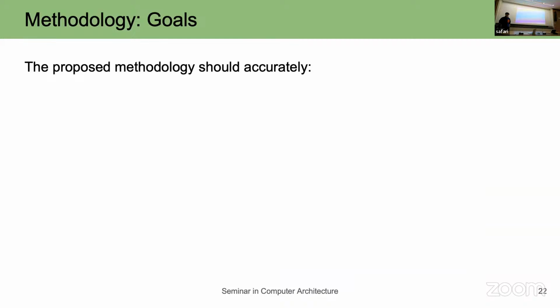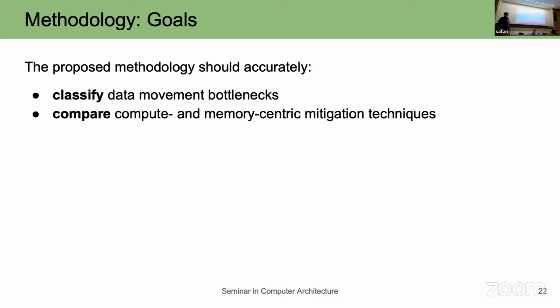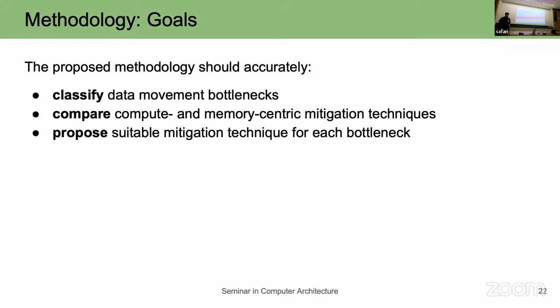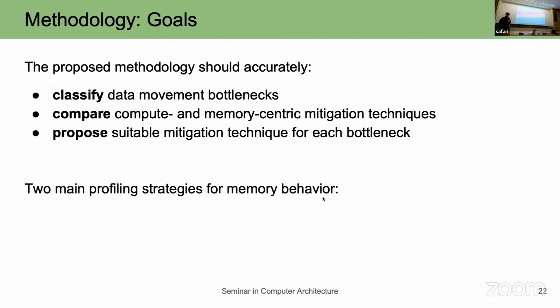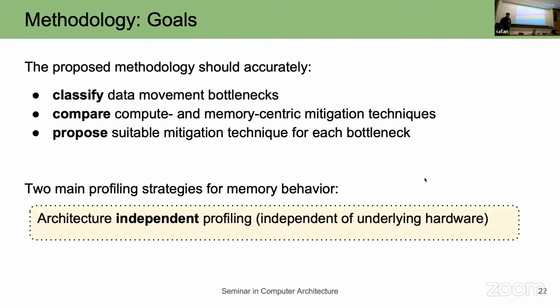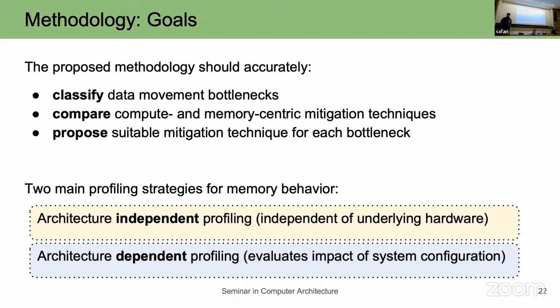What are the goals of the methodology? The proposed methodology should accurately classify the data movement bottlenecks, compare compute and memory-centric mitigation techniques, which I've introduced previously, and propose the suitable mitigation technique for each type of bottleneck we found. There are two main profiling strategies for memory behavior. The first one is architecture independent profiling, which is independent of the underlying hardware. And the second one being architecture dependent, which is obviously dependent on the underlying hardware.